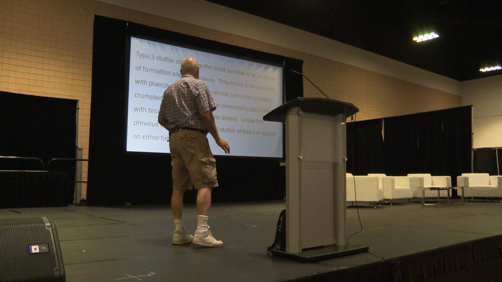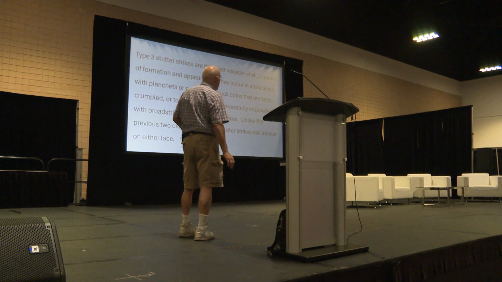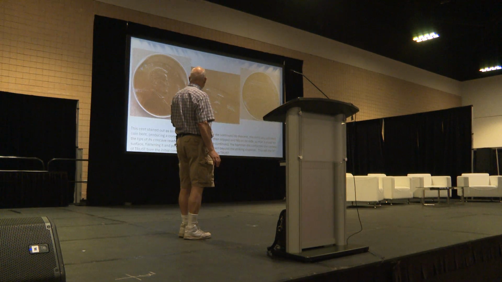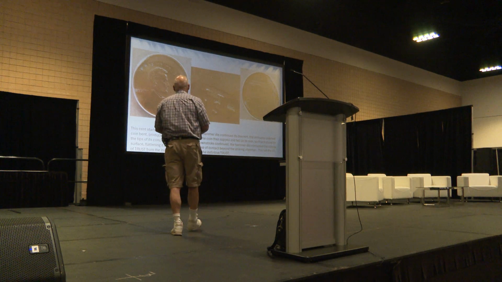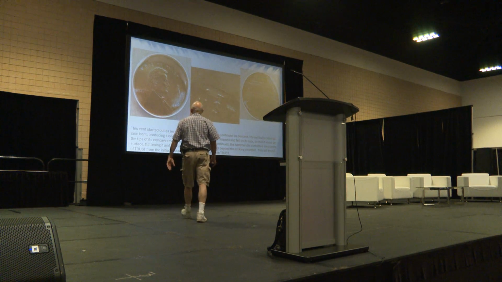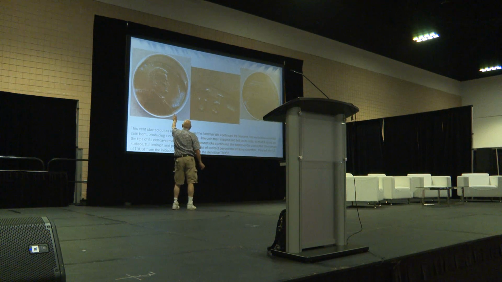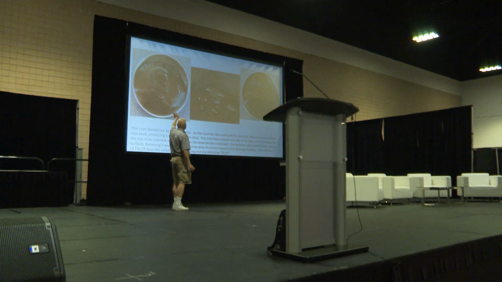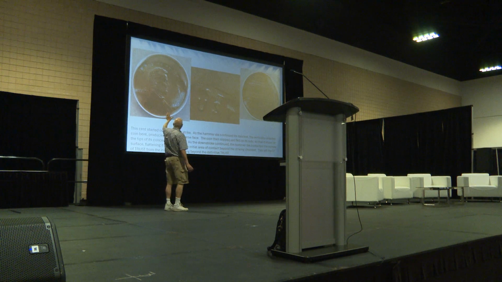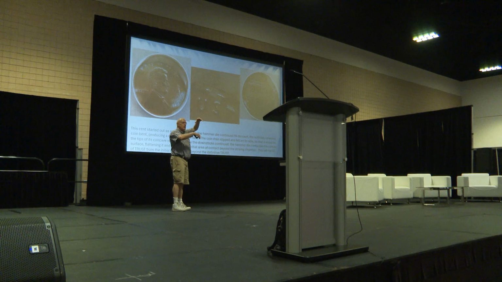Unlike the previous 2 categories, Type 3 stutter strikes can appear on either face. Here's an example of an edge strike. This 1998 cent arrived in the striking chamber on edge, either spinning on edge, rolling across the striking chamber on edge, or flying through the striking chamber and being caught on edge. It'll vary, but it was caught by the dies on edge and then started bending.